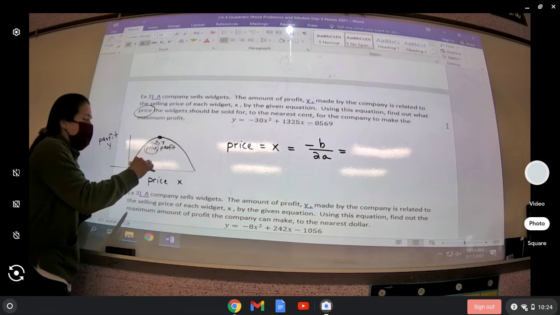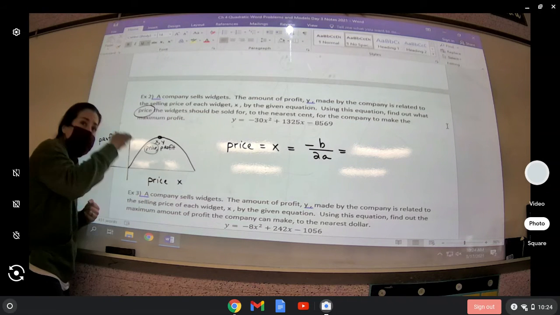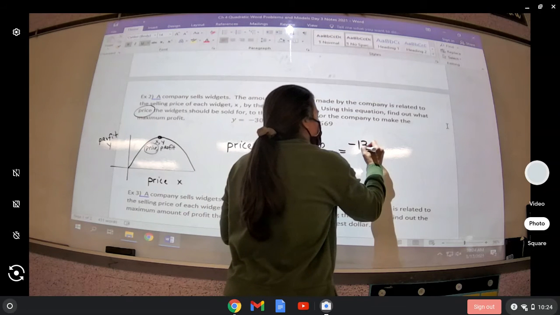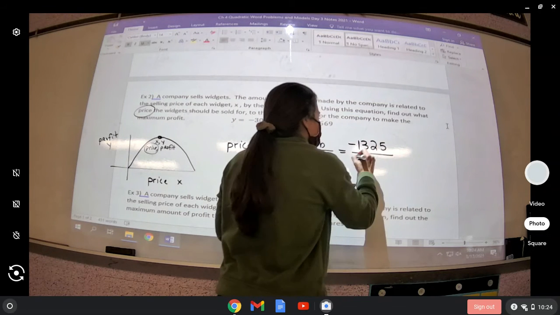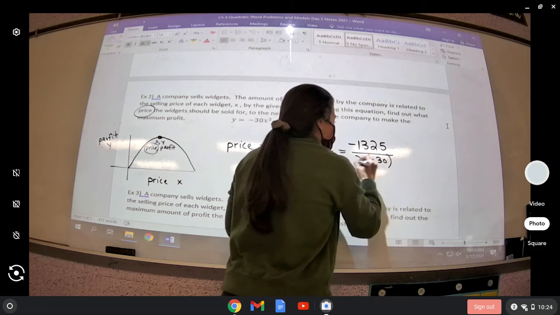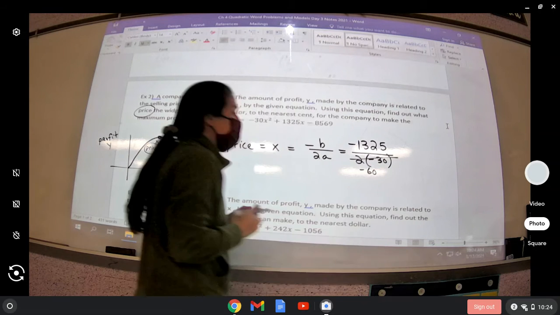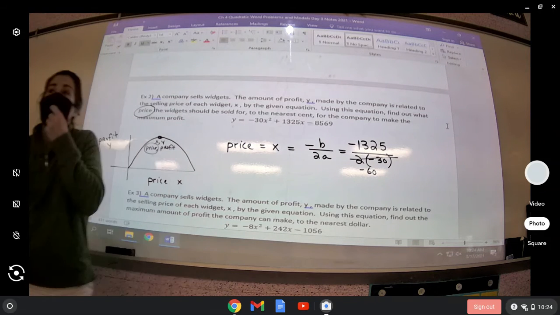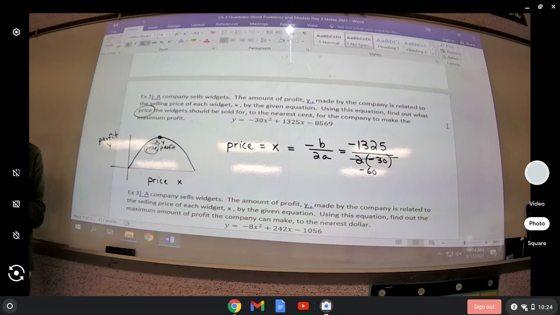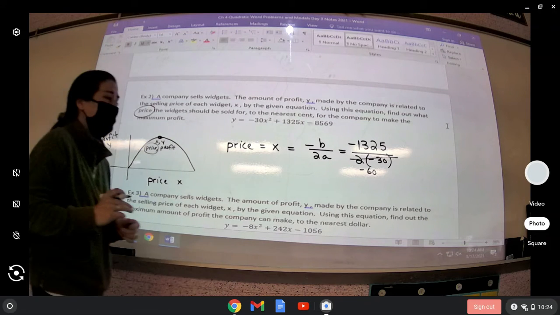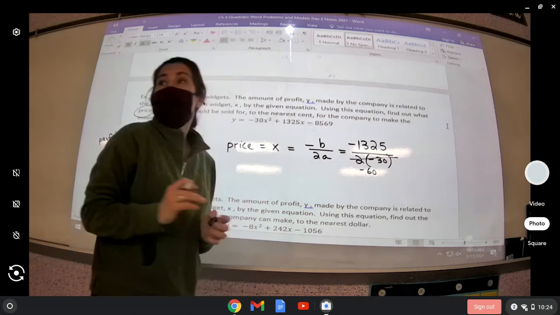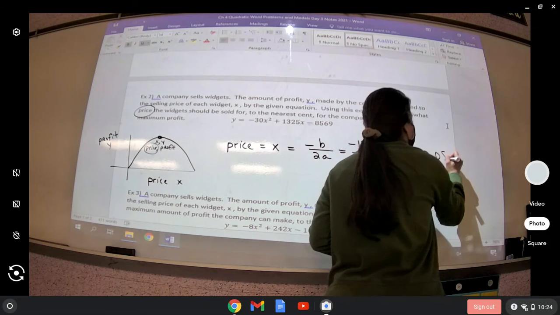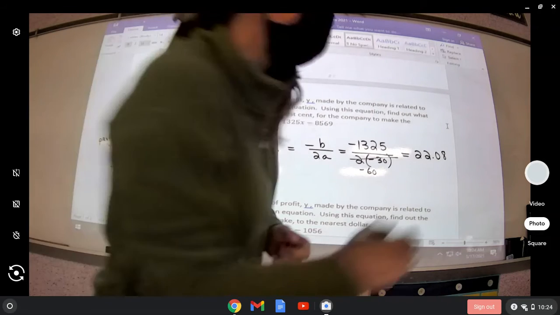So again, if they want to find out that perfect price, they want the X coordinate of your vertex. So negative b over 2a is going to be negative 1,325 divided by 2 times negative 30, which is negative 60. So when you ask your calculator, what is that? Anybody want to volunteer? They got us the perfect price for this one? It's in the 20s. I'll give you a hint. Anybody got it? 22.08. So I got 22.08. What was it? 3 repeating? Yeah.